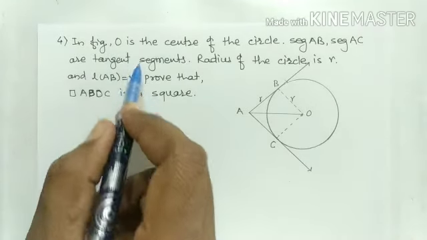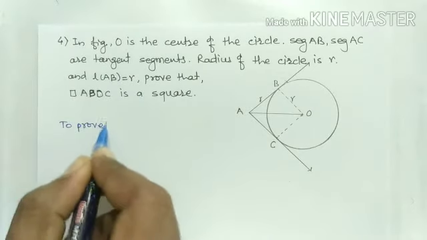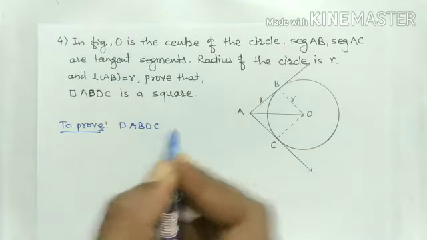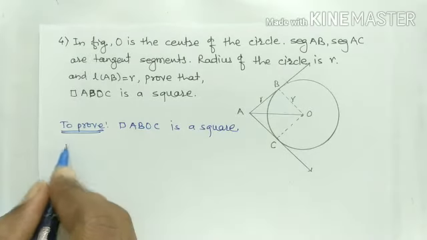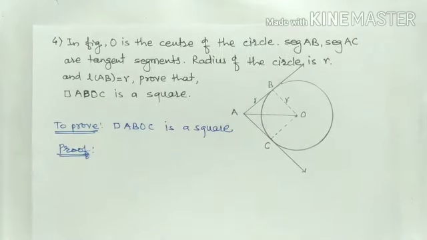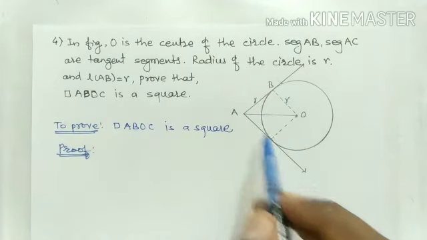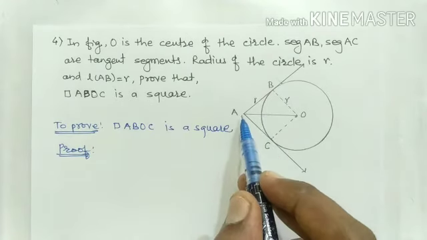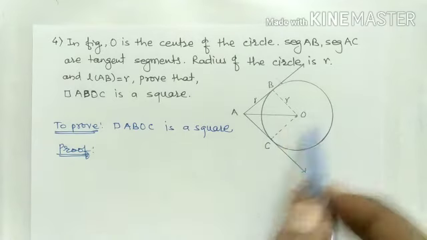गिवन मध्ये हे लिहा, टू प्रूव्ह मध्ये इथं लिहितो मी टू प्रूव्ह quadrilateral ABOC is a square. Then we write the proof. अगोदर फिगरवरून आपण हे अंडरस्टँड करून घेऊया. Here segment AB and segment AC are the tangent segments from a point which is in the exterior portion of the circle to the same circle.